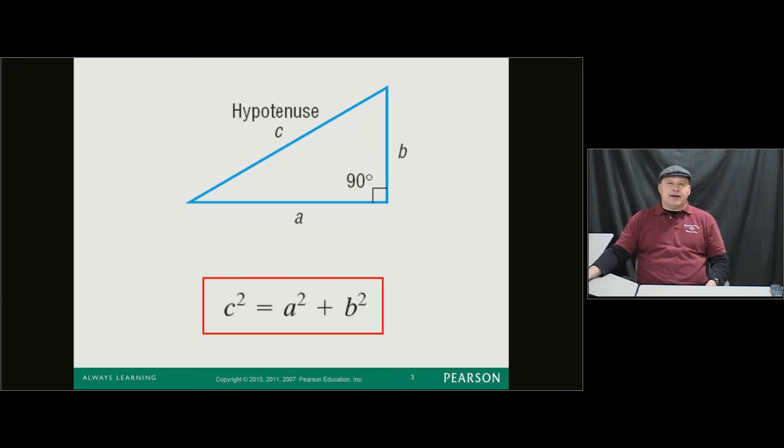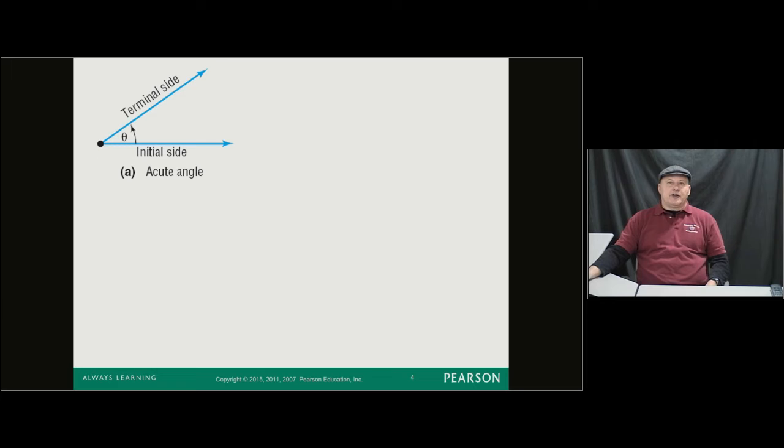All right, so what we got here, we have a right triangle, and we have three sides, A, B, and C, and so you probably recognize this formula, C squared equals A squared plus B squared, as the Pythagorean Theorem. So that relationship is going to be coming in very handy for us. Now recall acute angles, the initial and terminal side, and there's your theta. There's a right angle, A, B, and C, theta.